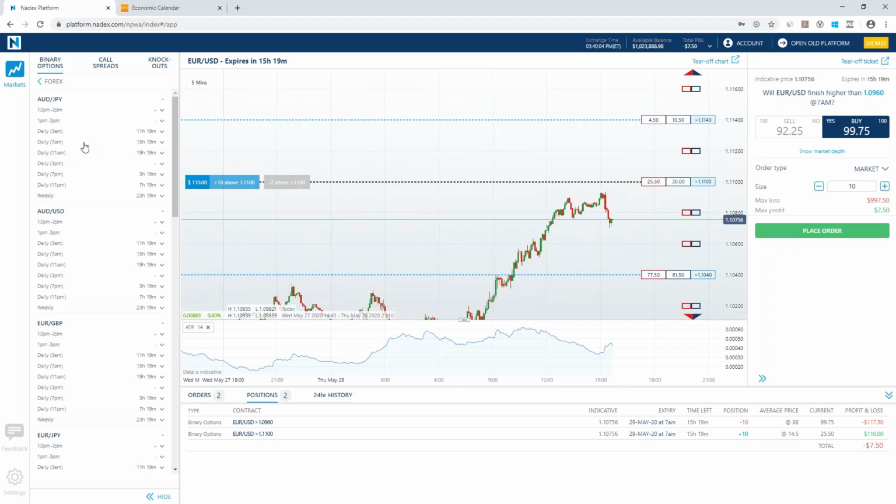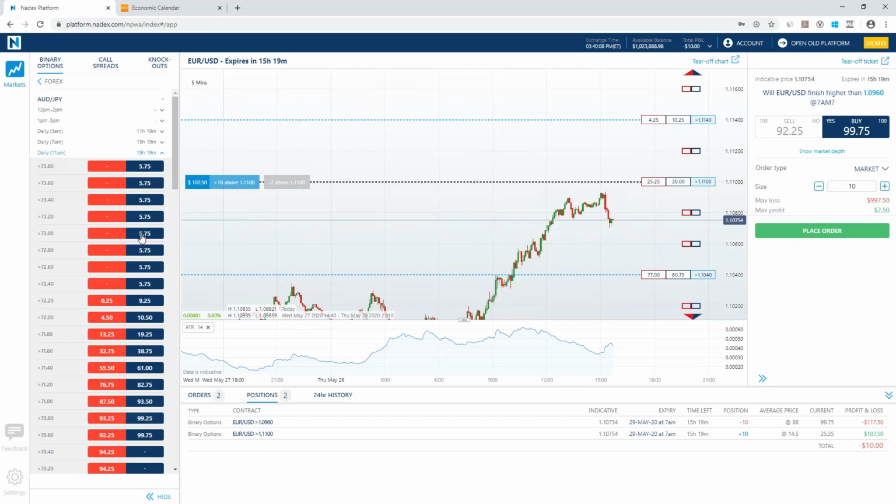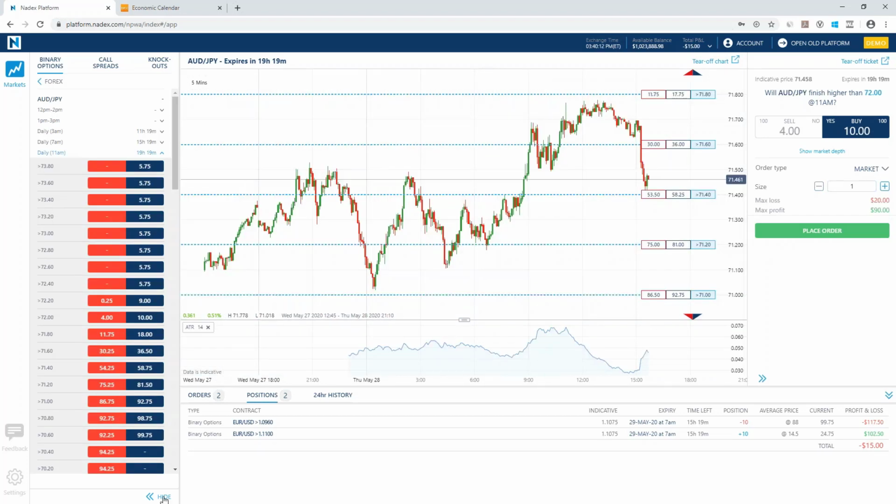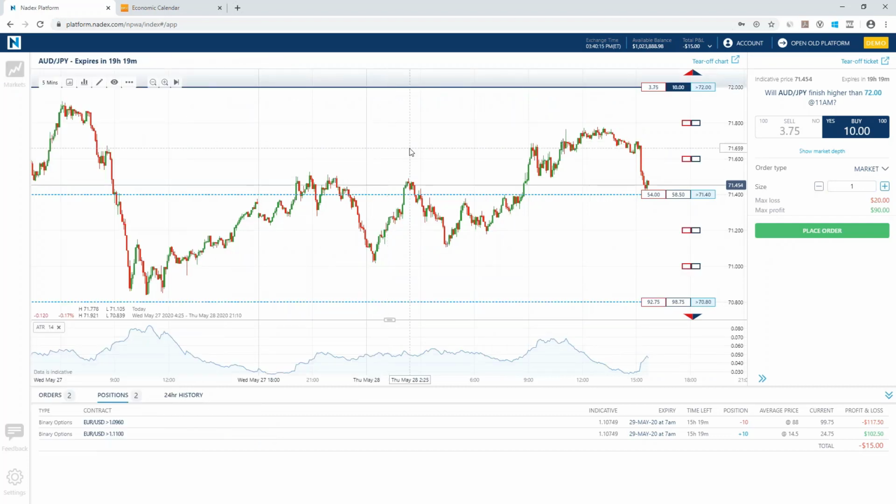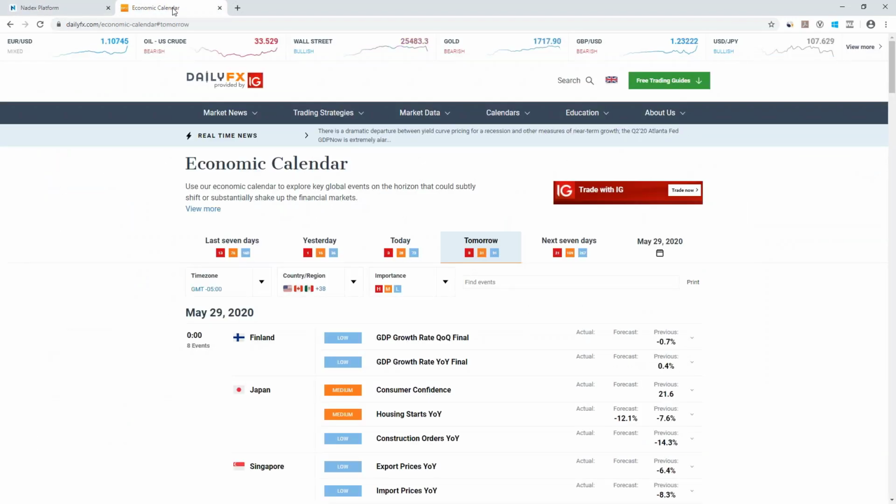So I'm going to be looking for something. I'm going to actually choose, and I'm just going to go ahead and hit a strike here and bring up the chart. And then we'll take a look. One of the things, and I'm just looking at Aussie yen, right? One of the things I'm going to look at, I'm going to flip over to the daily FX economic calendar. So I'm going to look at today, right?